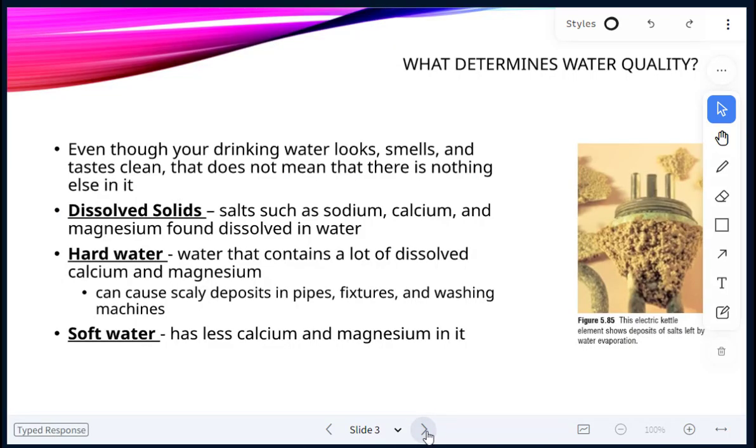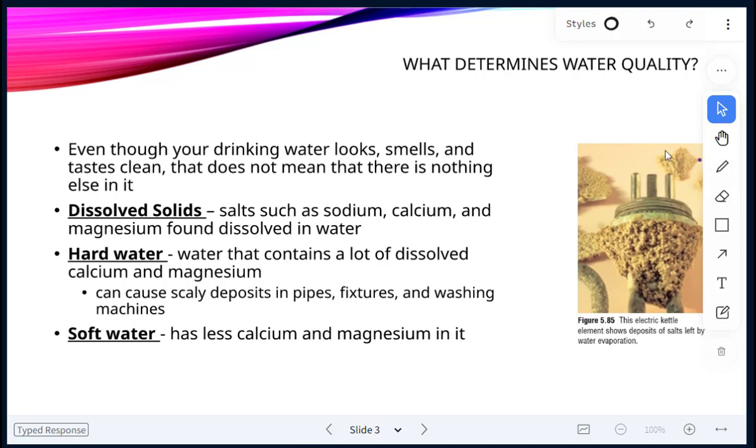So what determines water quality? Even though your drinking water looks, smells, and tastes clean, that doesn't always mean there's nothing else in it. Dissolved solids are salts such as sodium, calcium, and magnesium that are found dissolved in water. If you have hard water, that means you've got water that contains a lot of dissolved calcium and magnesium, and that's what causes those scaly deposits in pipes, fixtures, and washing machines. Soft water will have less calcium and magnesium in it.